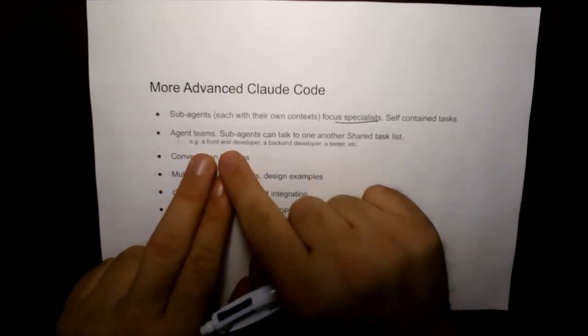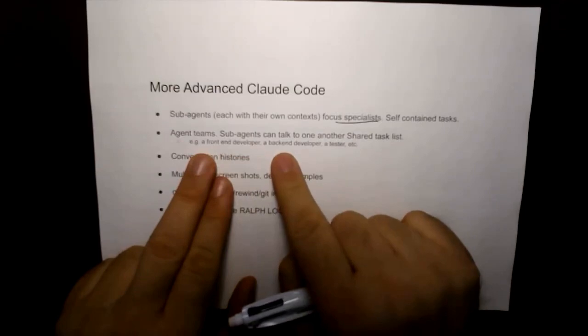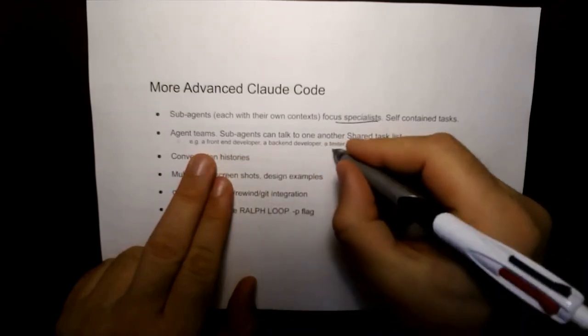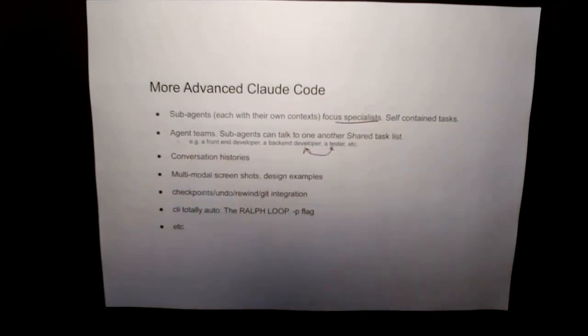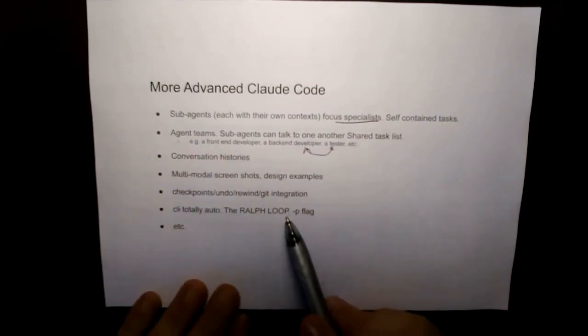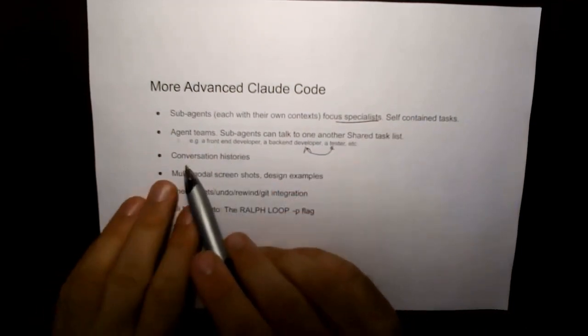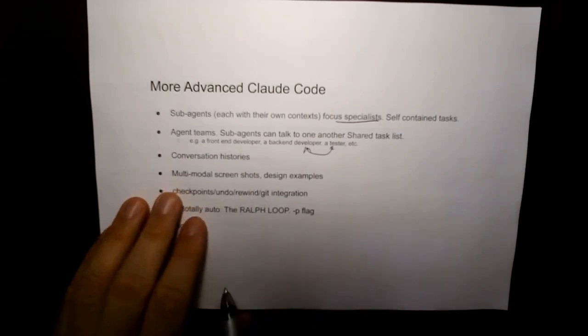So you could have one that's a front end developer, one that's a back end developer, another one that's a tester, and the tester then talks to the different ones and runs tests, and they're all doing their specialized tasks. Okay. And then there's this whole issue that you can have multiple conversations in the history.